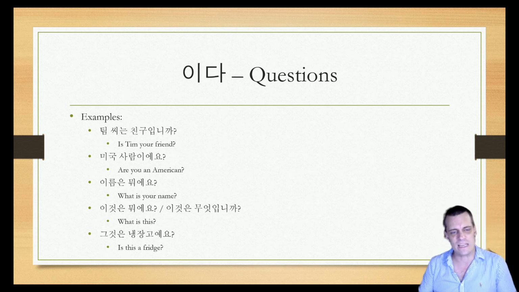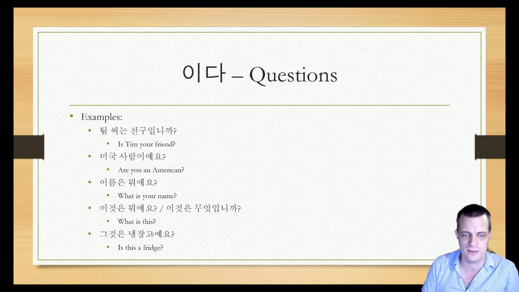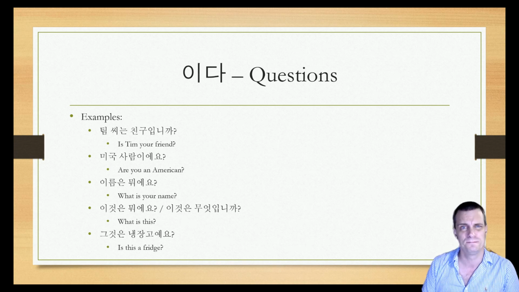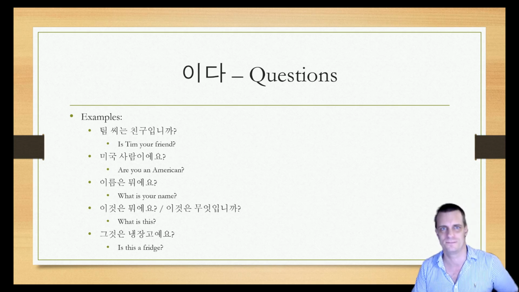All right, guys. Once again, with all these bits, you can just swap in different words. But this bit here, 이것은 뭐예요? Or just 뭐예요? Is extremely useful when you're starting to learn and you're talking to a Korean. You know, point at something. 뭐예요? What is this?